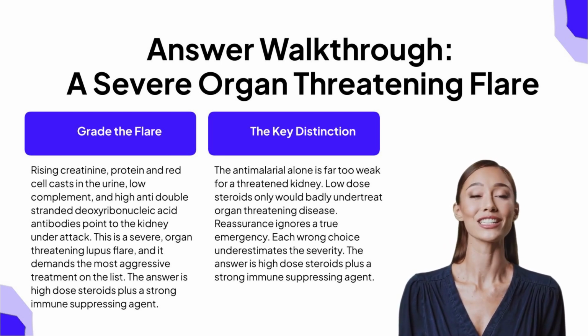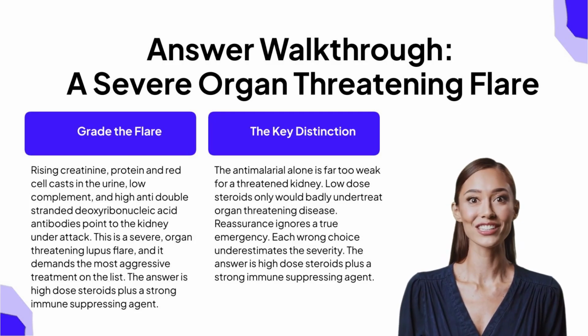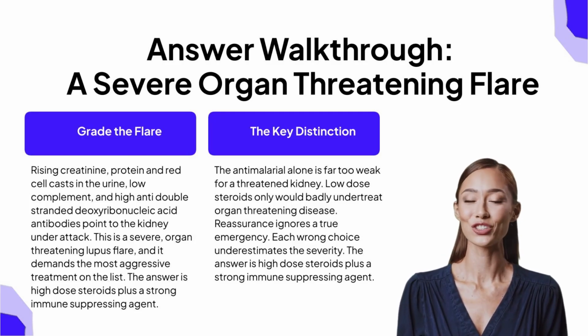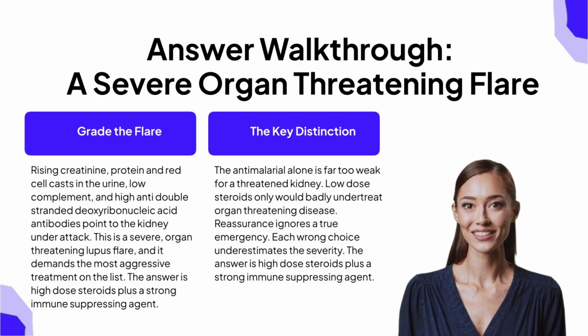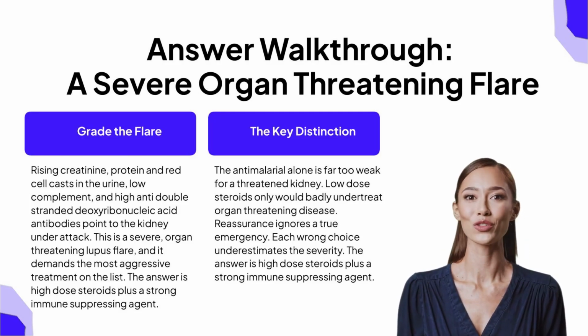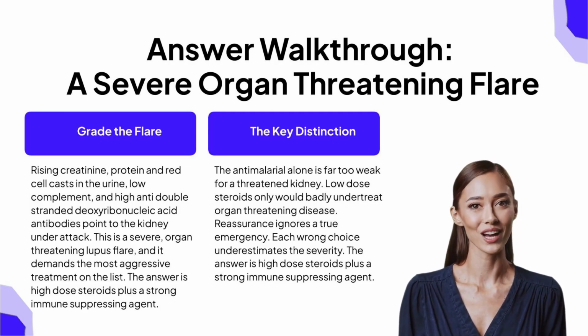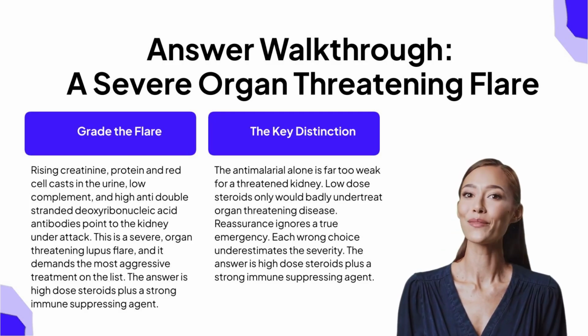Now, the key distinction between the wrong choices. Continuing the anti-malarial alone is far too weak for a threatened kidney. A short course of low-dose steroids only would badly undertreat organ-threatening disease. Reassurance and more water ignore a true emergency. Every wrong choice underestimates the severity of the flare. The correct answer is high-dose steroids plus a strong immune-suppressing agent.